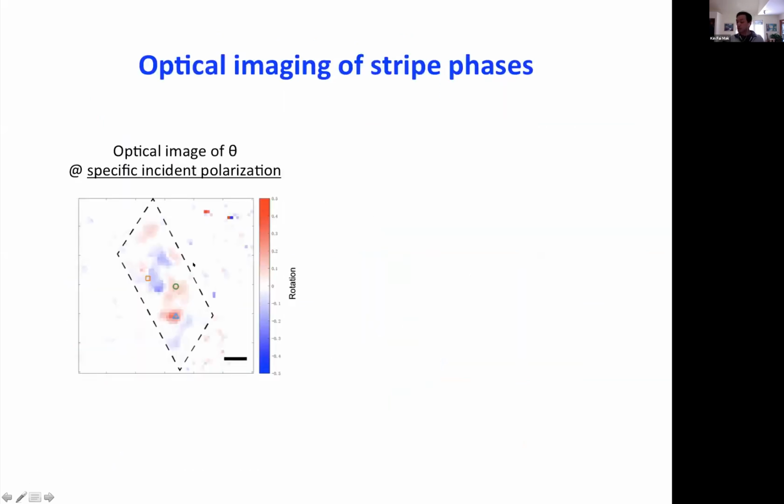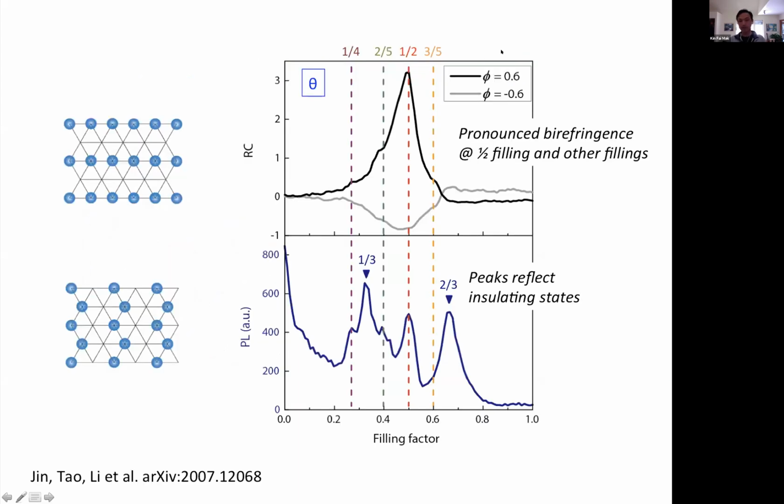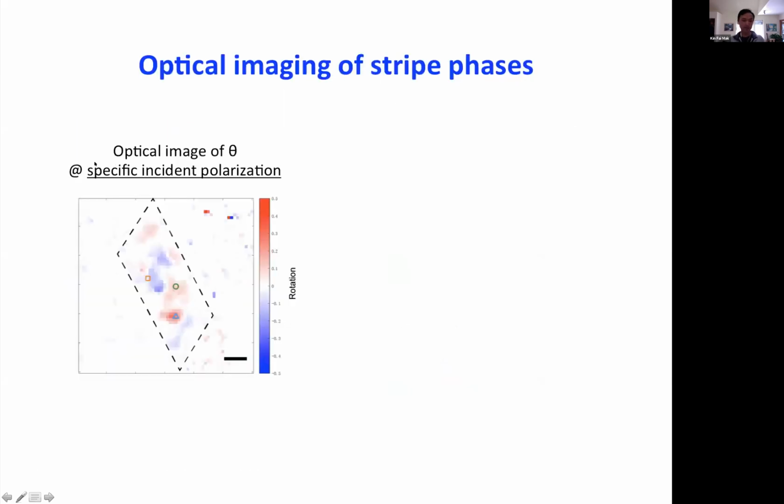Then we can actually do imaging of the whole stripe pattern. This is a measurement at a particular point, and we can also take an image here. This is an image of the signal at a specific incident polarization, compared to the stripe axis, and at filling equal to 1/2. You can see that the polarization rotation signal varies across the sample. It's bigger here but smaller there, and it can also change sign depending on the location. That already suggests that the stripe phases form domains.